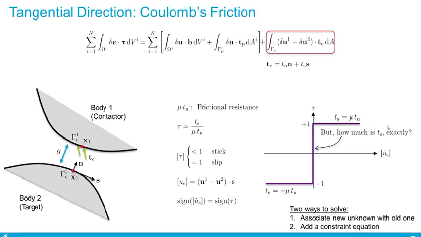Again, we have 2 ways to solve this problem, because now we have an additional unknown Ts. Either we associate Ts with the existing unknown, our displacement solution u, or we add a constraint equation to augment our system equation, so that we have 2 unknowns with 2 equations.